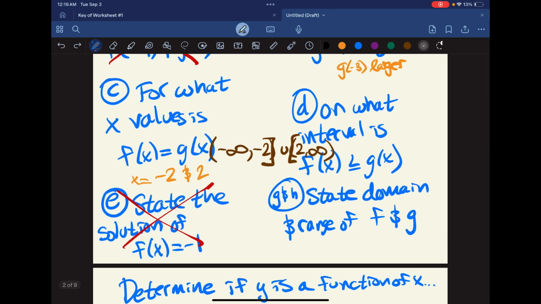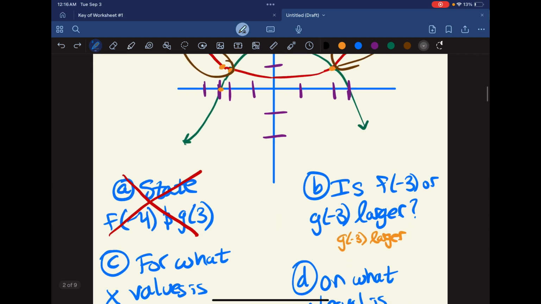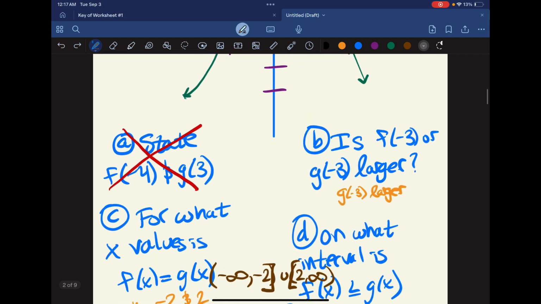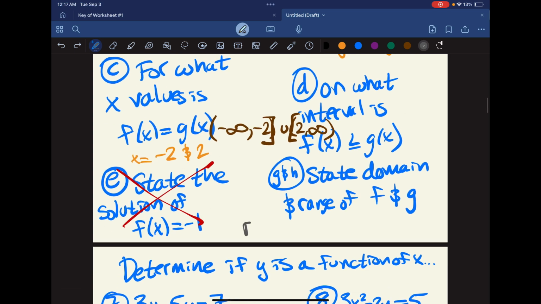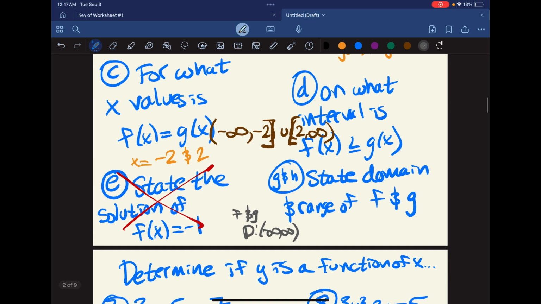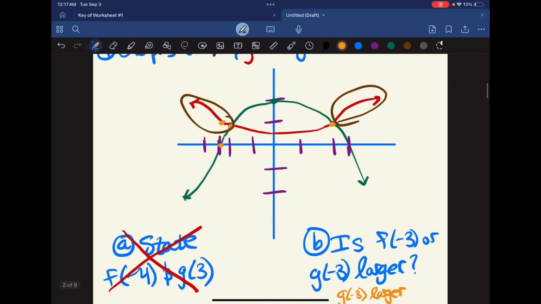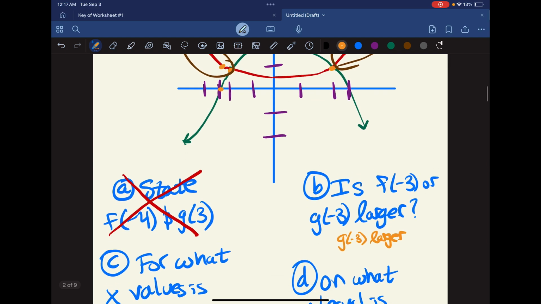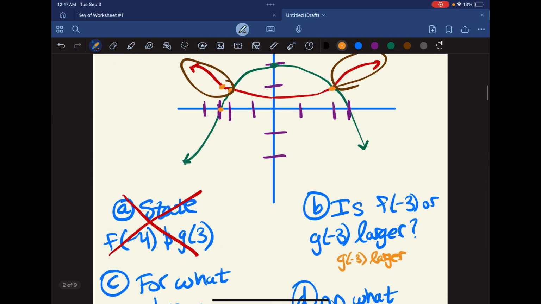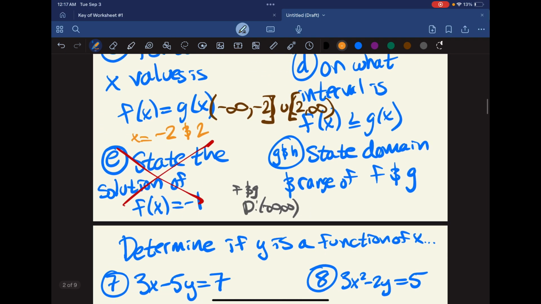Okay, so now state the domain and range of f and g. So both of these are polynomials. So it's -infinity to +infinity for both of those, and if you're ever asked to state a reason, you could just say it's a polynomial, or like it's a parabola, or it's parabolic. Just say it's a polynomial, and you're going to be fine. The range is a little bit different for f.